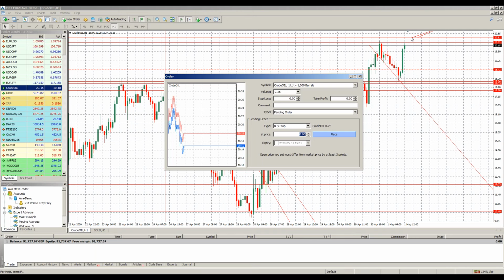You know, sometimes you get that wick and then it comes right back down, right? So you could go for a buy stop. You also could sell off this resistance, right? In terms of selling off this resistance, keep in mind you're going against the most recent fundamental news. The fundamental news says good news for oil. They're cutting production by a large amount.